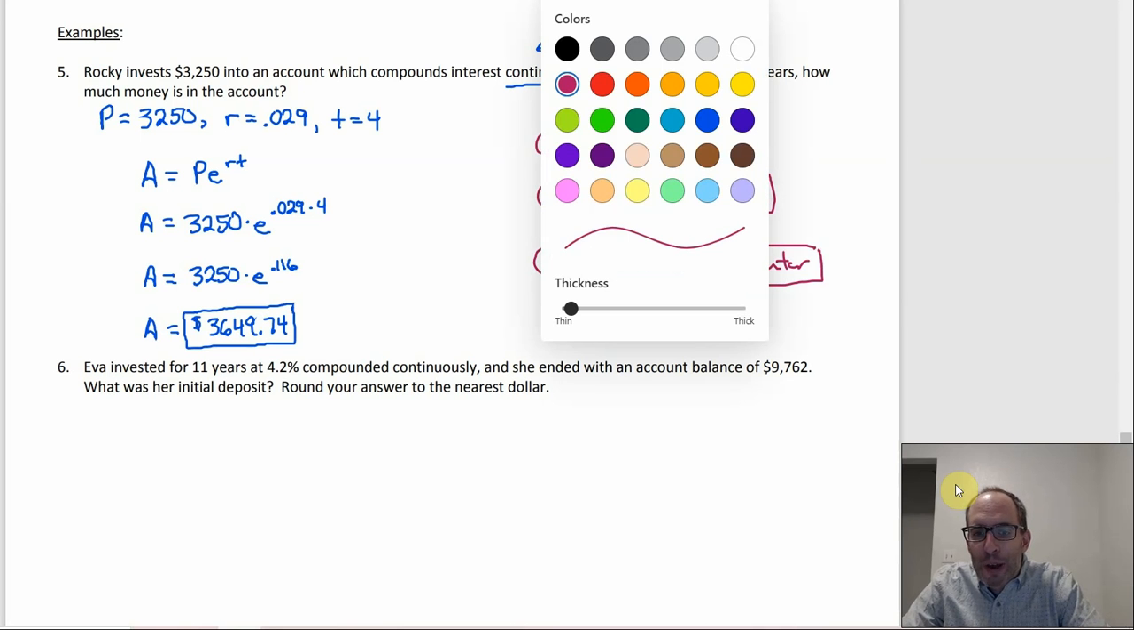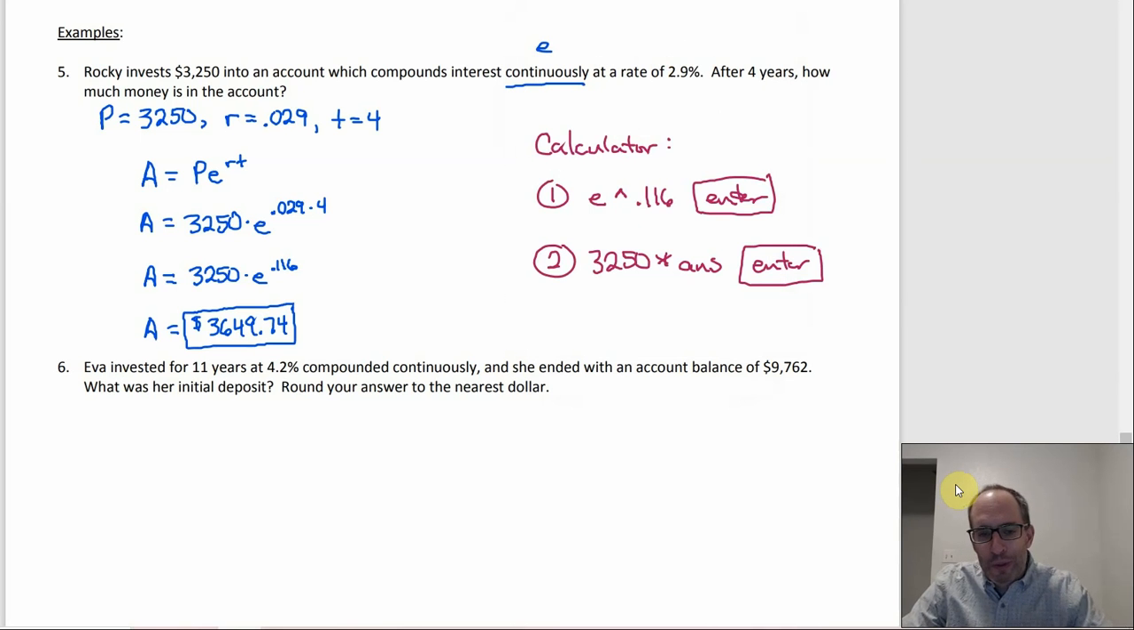All right. The only other thing that might happen with continuously compounded interest is what if you have to back solve for the principal? And that's what number 6 is. With Eva's investment here, we've got the elapsed time, we've got the interest rate, we've got compounded continuously, there's the e, and then we have the accrued amount of $97.62. And we've got to figure out her initial deposit, aka principal.